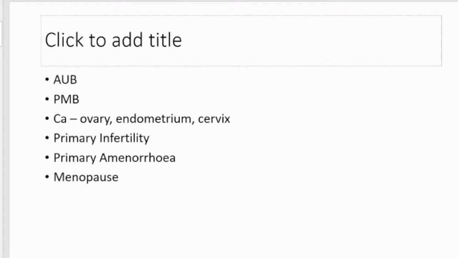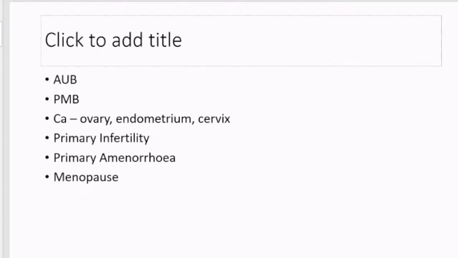And the cause is PALM-COEIN, right? So that is FIGO system 2. So when you talk about how will you take a clinical history of this patient, those could be the questions that are asked. You have 15 marks, right? So how will you take a clinical history of this patient, or how will you investigate this patient? Or there could be a question like, what are the causes of AUB? So you just talk about the PALM-COEIN, structural, non-structural, and you put that whole table down, right?